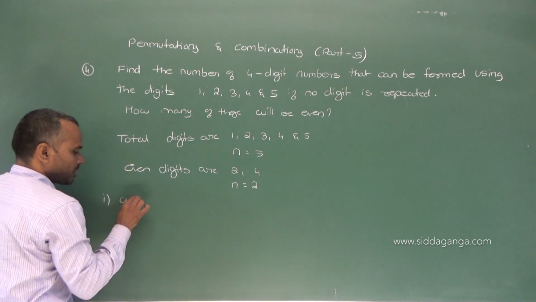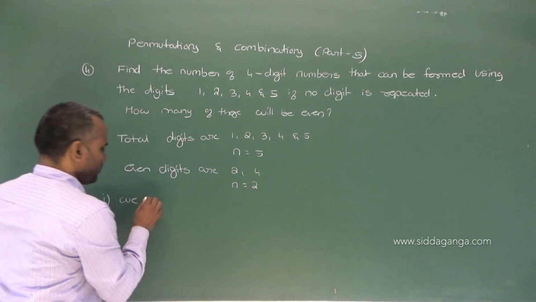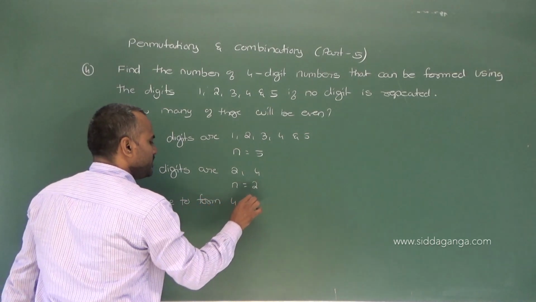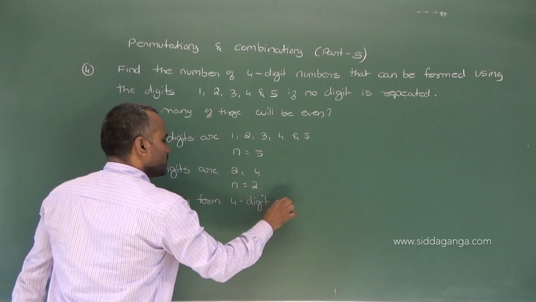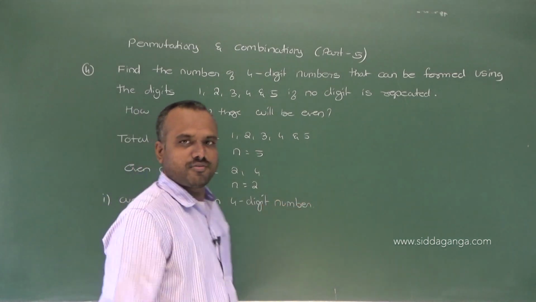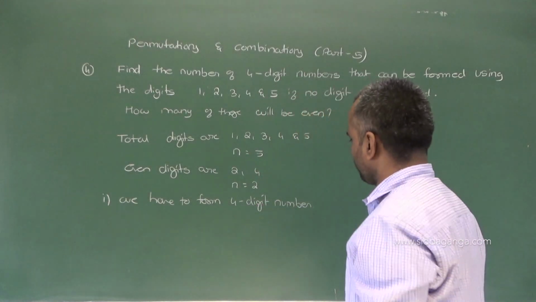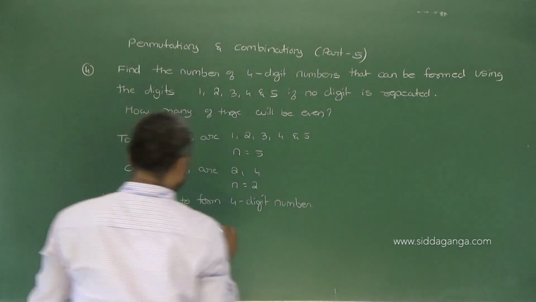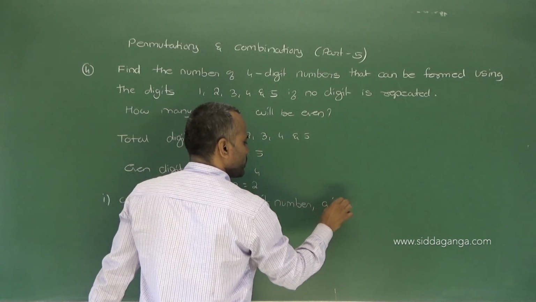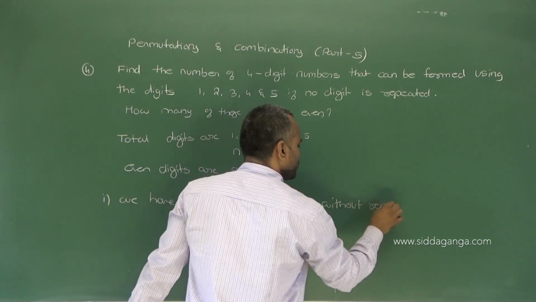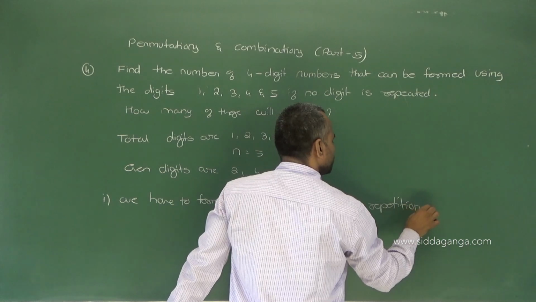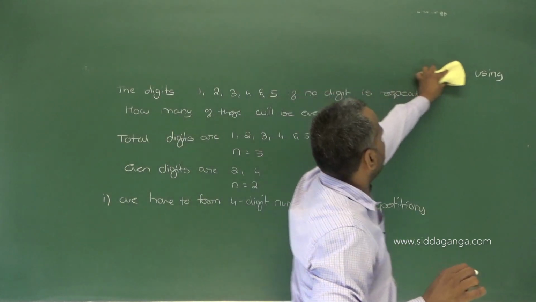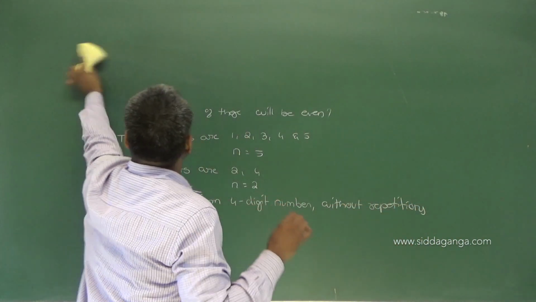First one, we have to form 4-digit number. Correct? That can be formed if no digit is repeated, 4-digit number without repetition. Okay, without repetition.